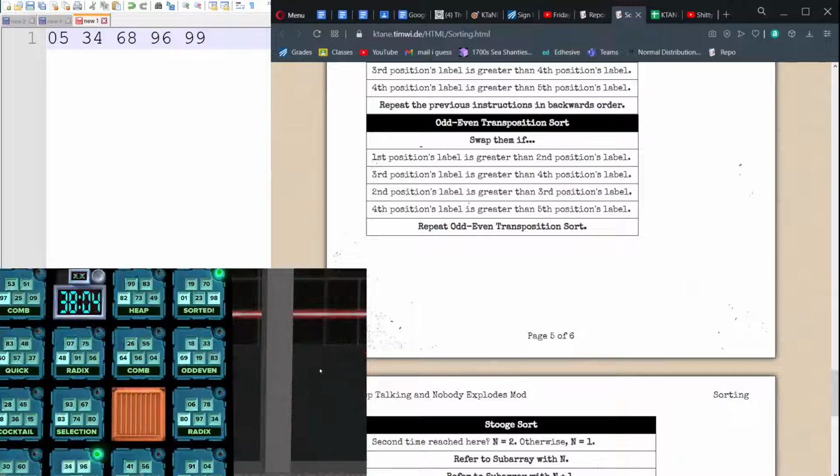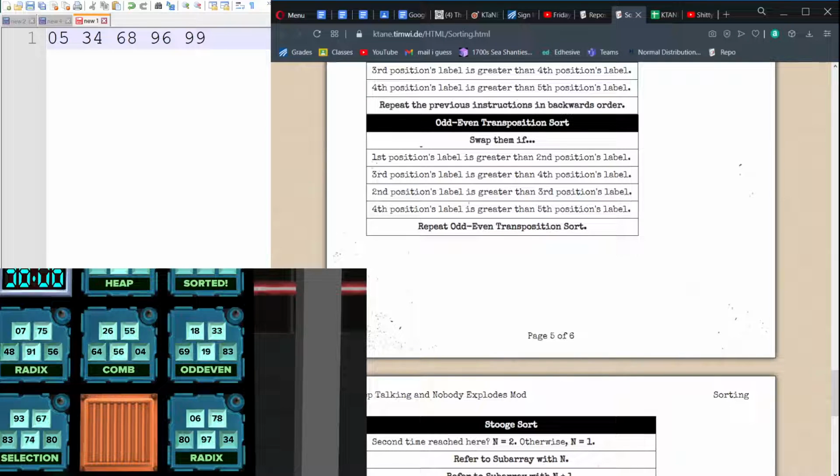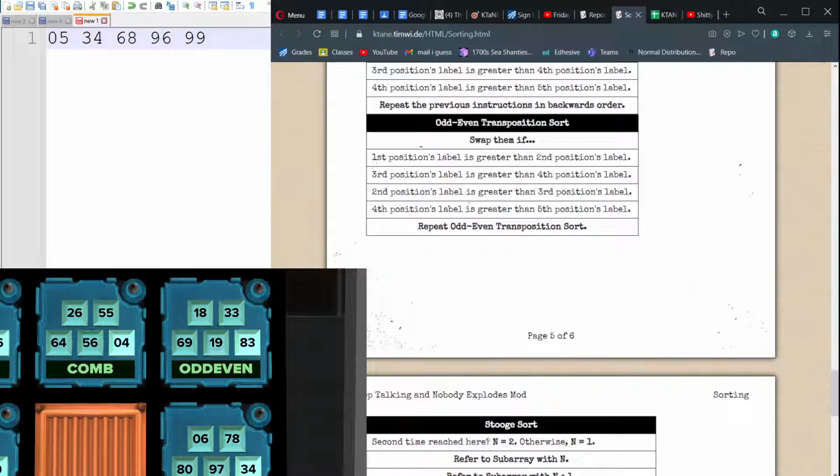The odd-even transposition. Basically, okay, so we're gonna swap. Again, this is another simple one. We're just comparing two specific values. So we're gonna swap 1 and 2, again, if 1 is less than 2. Then 3 and 4. However, these are already sorted. Then 2 and 3. And then 4 and 5. And then we just repeat it.